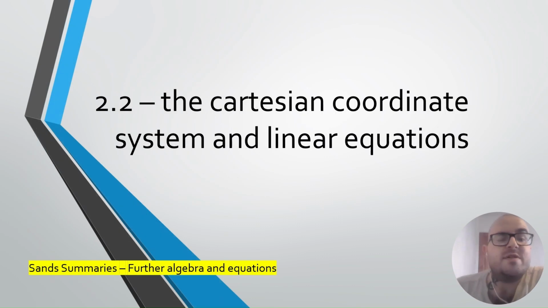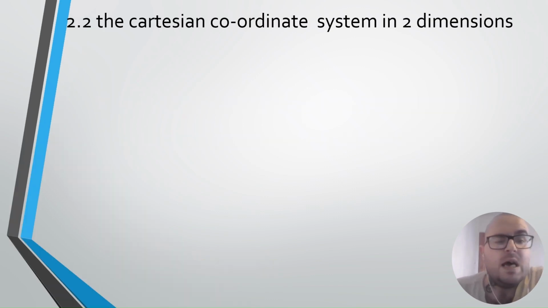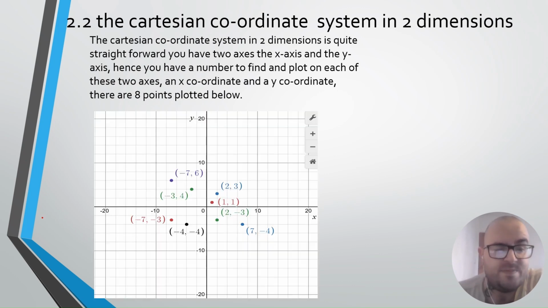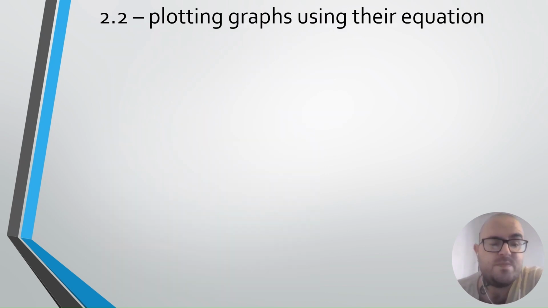The Cartesian coordinate system and linear equations. Things are getting interesting. Cartesian coordinates in 2 dimensions. It's just your x and y axis, so you find where it is on the x and where it is on the y, and you put a wee point. And there's some plots pointed there for you, nicely.